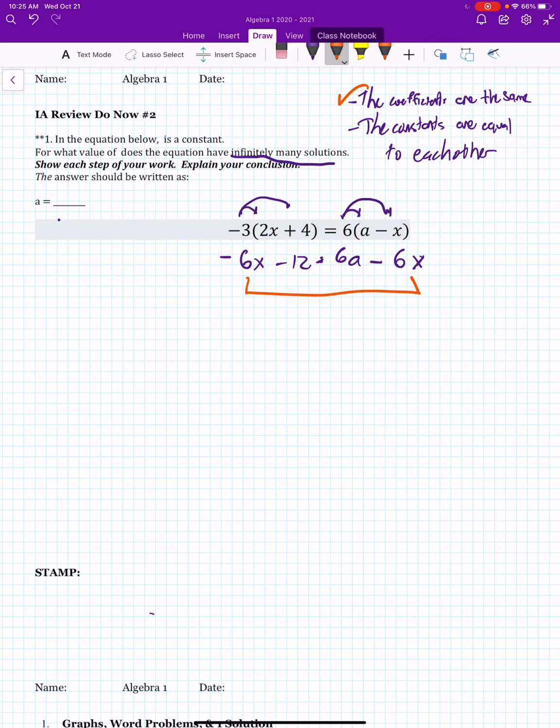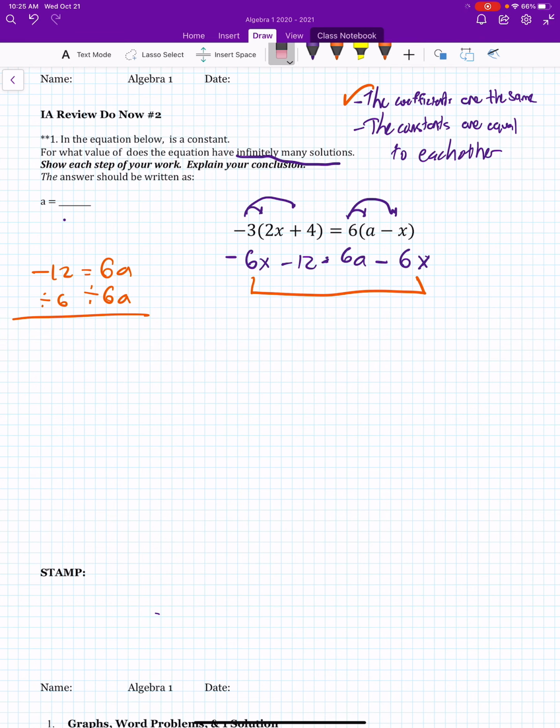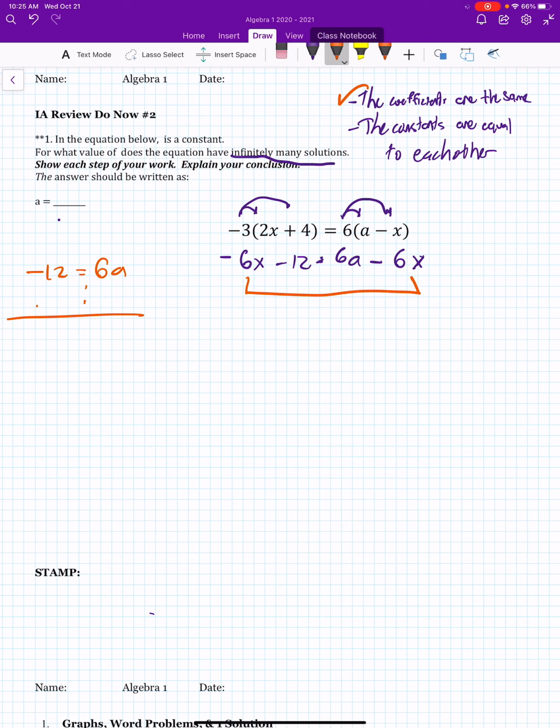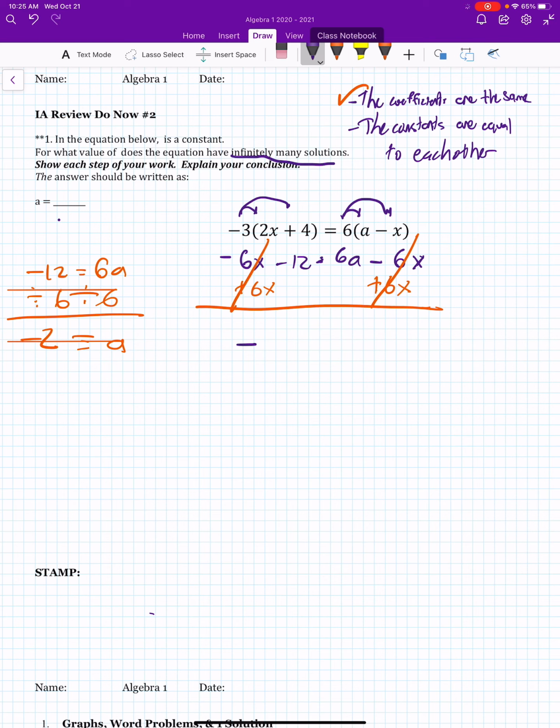And so now my attention can be on negative 12 and 6a. I could pull it to the side and solve for a here, in which a equals negative 2. Or what else I could do, add 6x to both sides of the equation, in which the 6x's cancel out. I'm then left with negative 12 equals 6a. If I divide both sides by 6, a is going to equal negative 2. Bam.